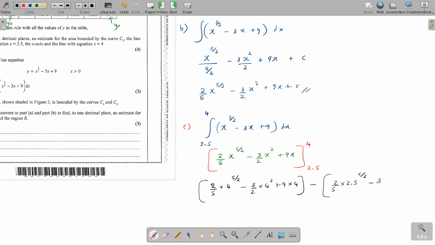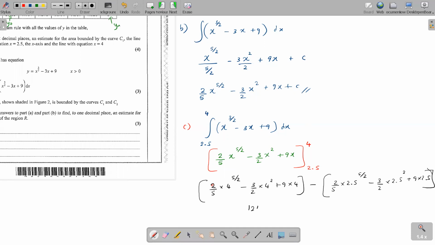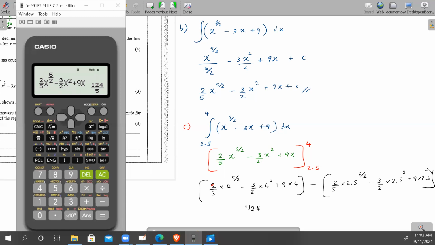So replace all the places where you have x with 4 and 2.5. And you can let the calculator do the hard work. Right, so I replaced everywhere x with 4. Then in the middle you have a minus sign, and then you replace all the x values with 2.5. So I'm not going to type like that in the calculator. I just have the general equation typed in the calculator. So I give the first example of x is 4, which gives me 124 over 5, right? 124 over 5.